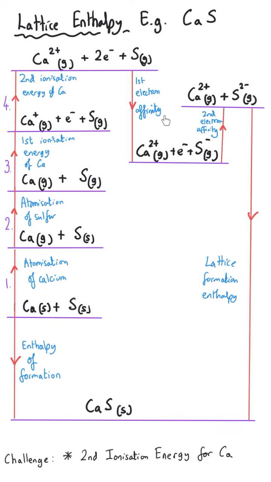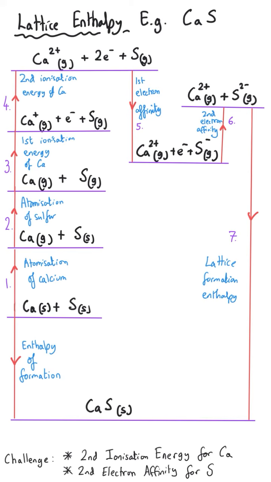Then we've got the first electron affinity of sulfur. Remember, it's exothermic because a new attraction is being formed. And then the second electron affinity for sulfur, endothermic because we're overcoming the repulsion between those 2 negative substances. And then we've got the lattice formation enthalpy on the right-hand side. And so the typical 6 arrows have been joined by the second ionization and the second electron affinity.